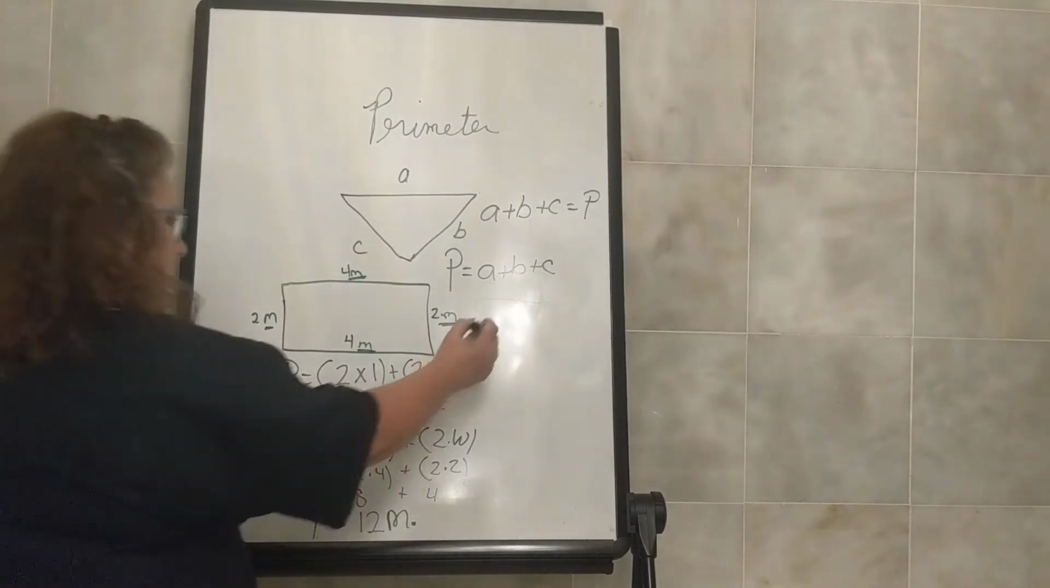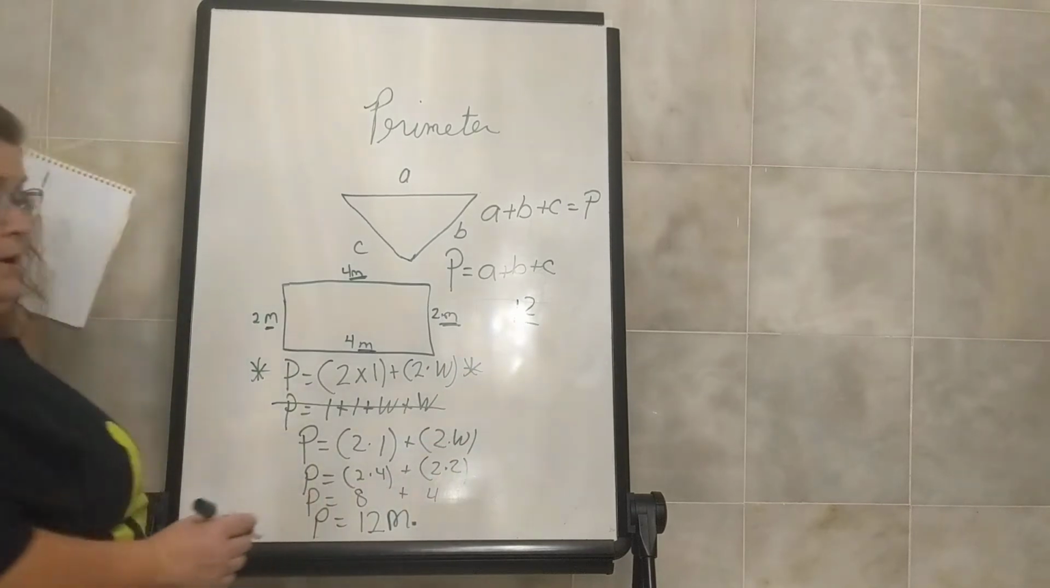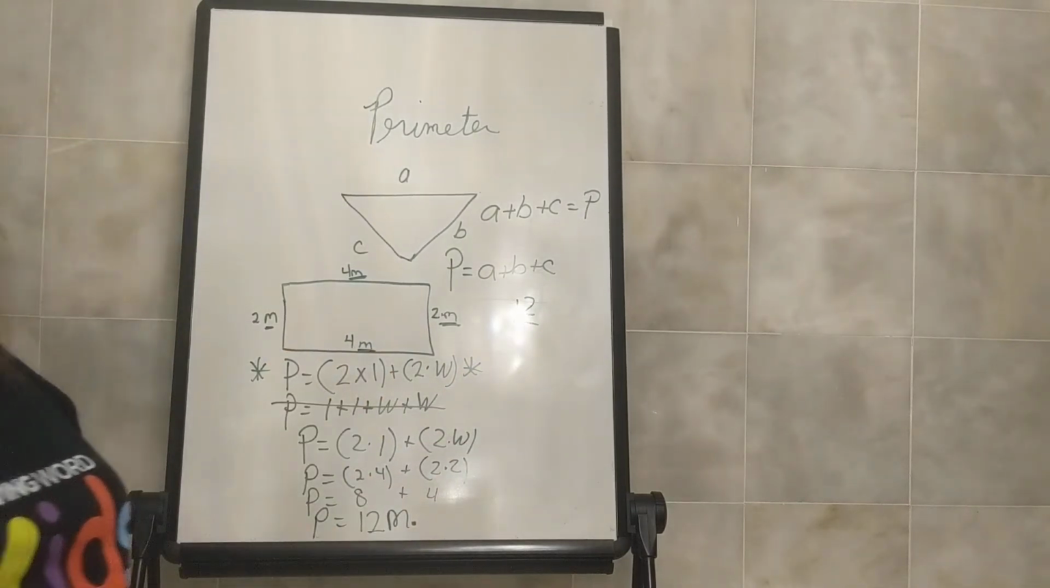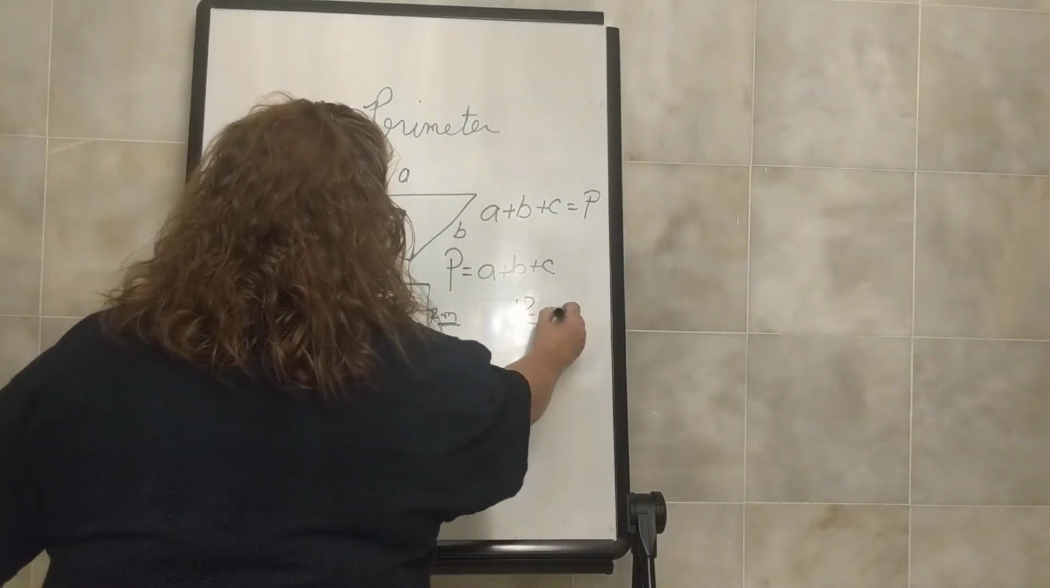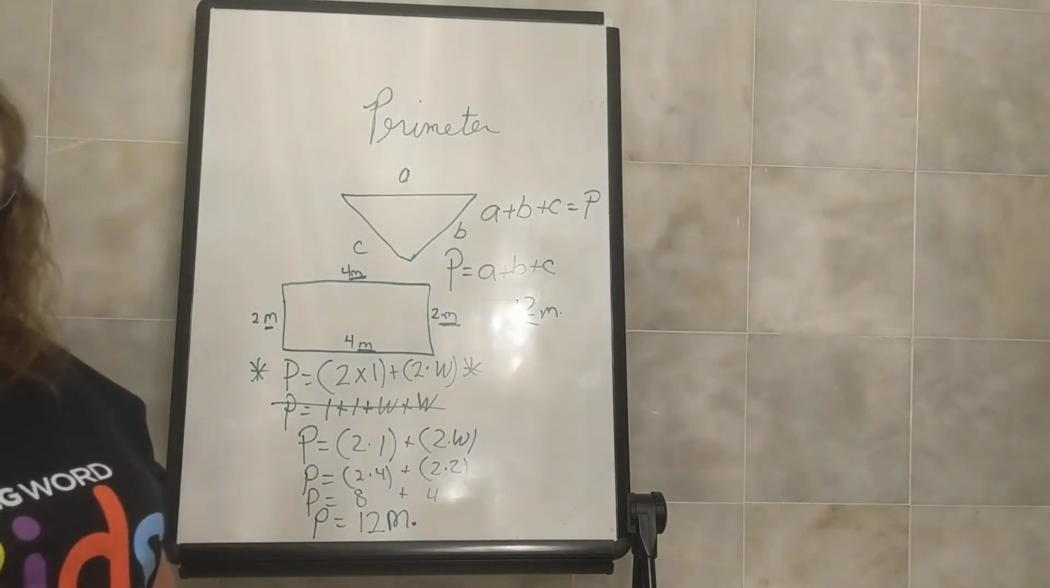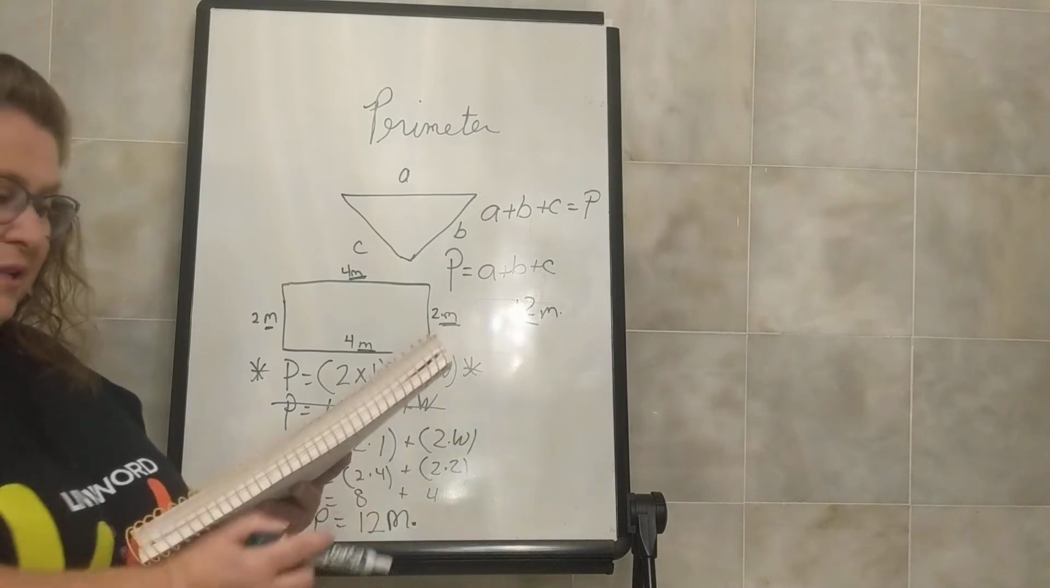Your answer is not correct if you just write 12. 12 what? 12 ice cream cones, 12 dogs, 12 pencils, 12 students. No, it is 12 meters. So you have to have your measurement along with your number in order for your answer to be correct.